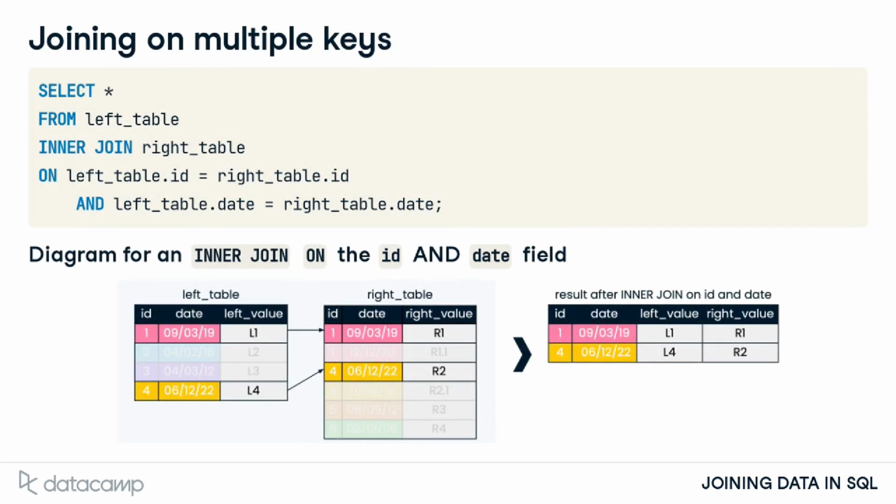We can limit the records returned by supplying an additional field to join on by adding the AND keyword to our ON clause. In this example, we join on date, a frequently used second column when joining on multiple fields.